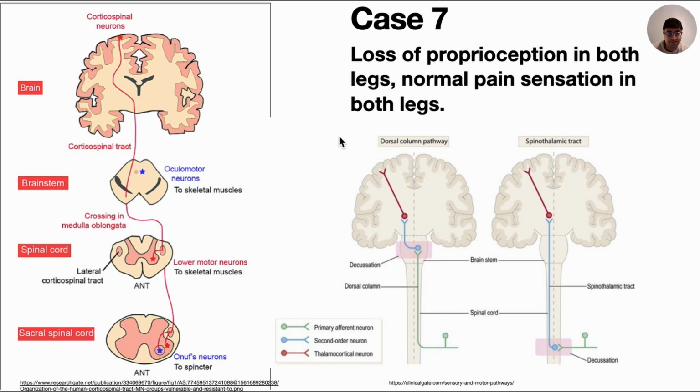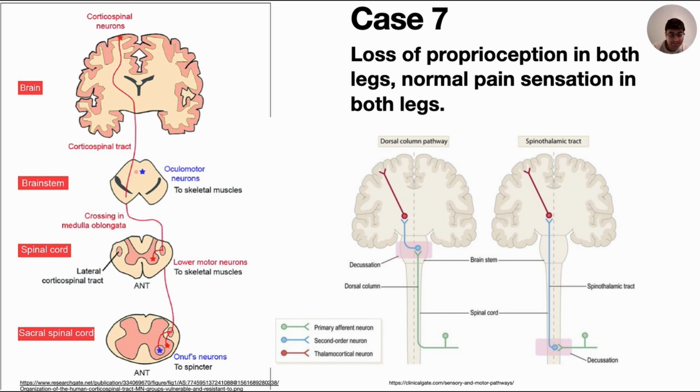Okay, so the next case, we have loss of proprioception in both legs, but normal pain sensation in both legs. So how do we explain this? How can you have loss of proprioception in both legs, and how can you have normal pain sensation in both legs? I'll give you a few seconds to consider that.